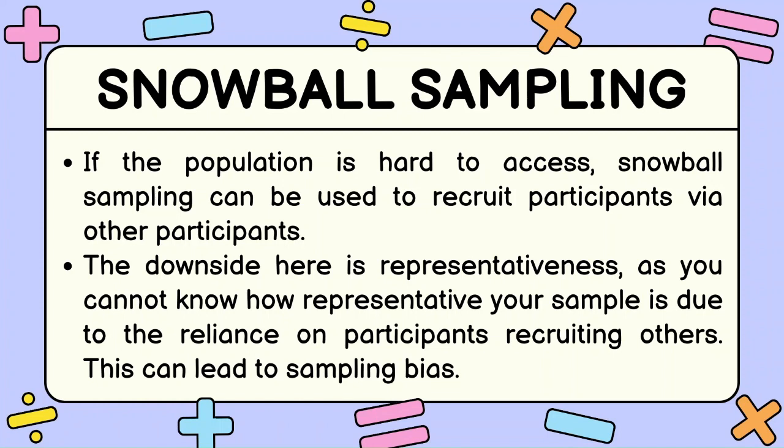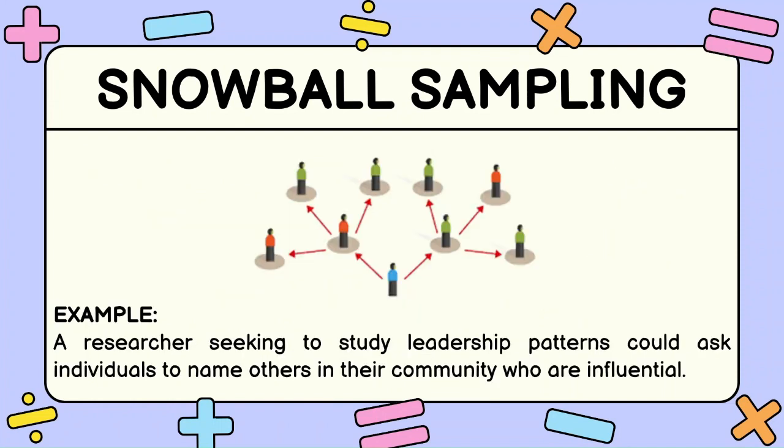Since those participants that you have selected first will select other participants, it's up to their choices on how they are going to recruit a new group of participants. For example, a researcher seeking to study leadership patterns could ask individuals to name others in their community who are influential. So, that is snowball sampling.